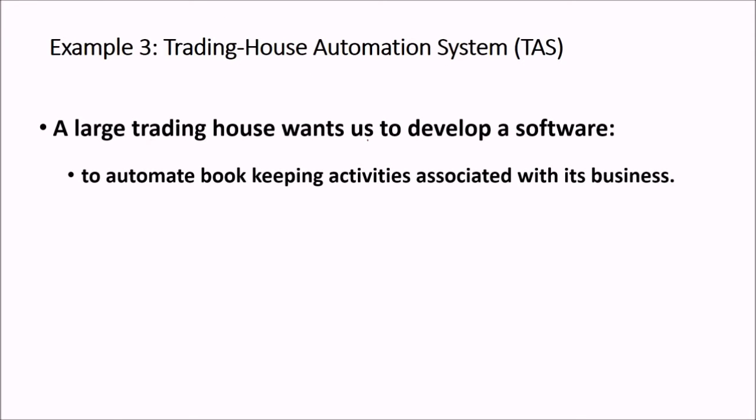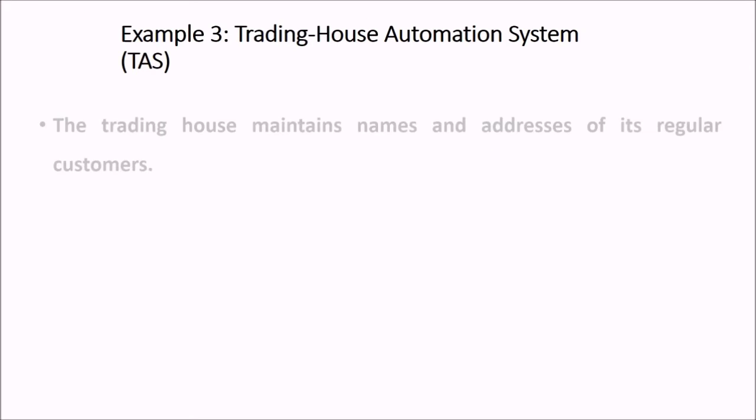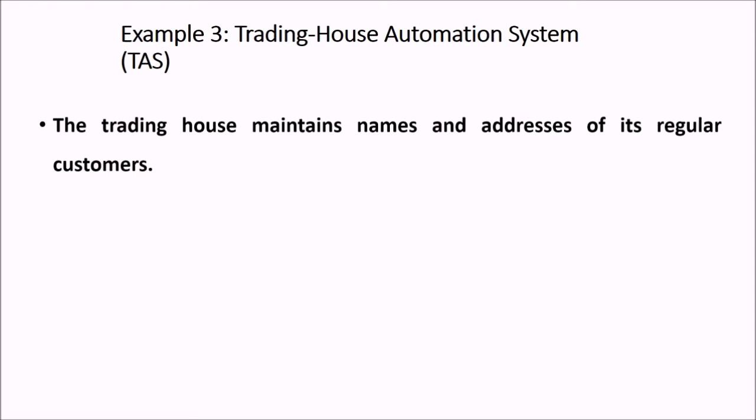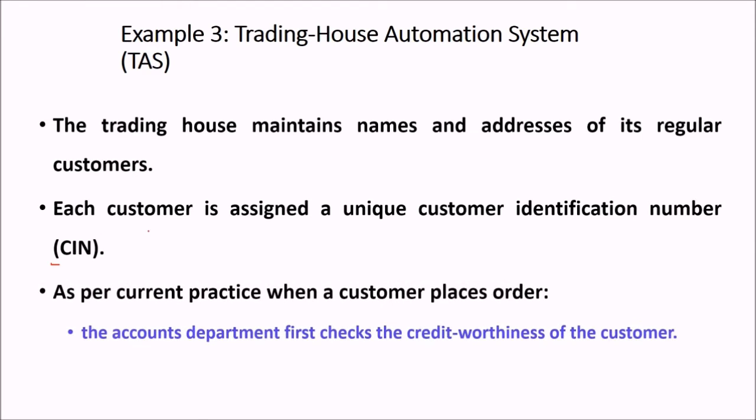A large trading house wants us to develop software for them just to automate bookkeeping activities associated with its business. And it has many regular customers who place orders for various kinds of commodities. So the trading house maintains the name and the addresses of its regular customers. And each customer is assigned some unique ID, that is customer identification number, CIN here.